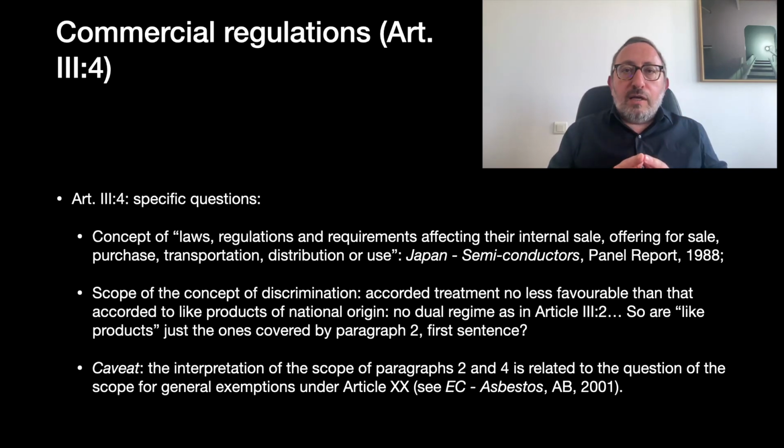So, what are the specific questions we need to take into account in Article 3, Paragraph 4? Well, first of all, we need to consider the concept of the different types of measures. These measures have to be attributable to a state, and here I recall the importance of the Japan Semiconductors case, a pre-WTO case. Second, we need to look at the scope of the concept of discrimination. The treatment has to be less favorable than the one that is accorded to domestic products, and we need to know whether or not these are like products for the comparison to be valid.